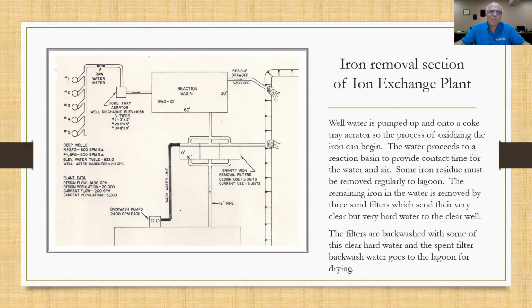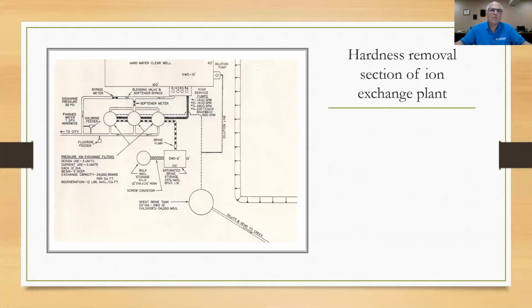These filters, of course, are backwashed, as I mentioned. Backwash water goes to the lagoon, and that hard but clear water then is ready to be processed for the hardness exchanger. So we're going to go to the second diagram, which brings the bottom of the hard water clear well up to the top of the next diagram, and you'll see where we go from there.